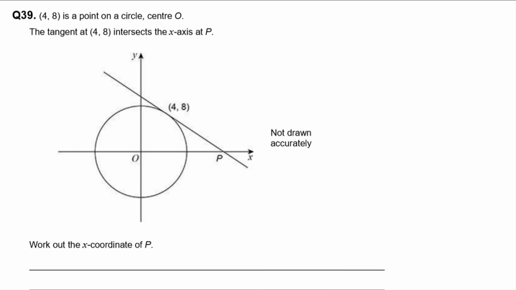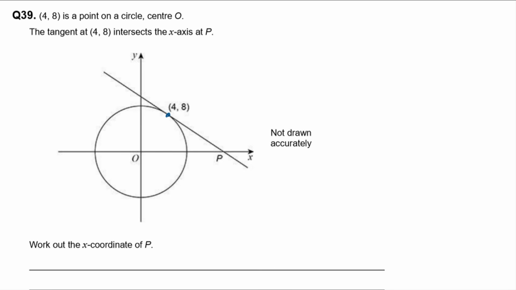Right, question 39. It's a bit more interesting. We've got a circle thrown in for good measure here. (4, 8) is a point on the circle centre O. That's that point up there, look. The tangent at (4, 8) intersects the x-axis at P. Work out the x-coordinate of P.